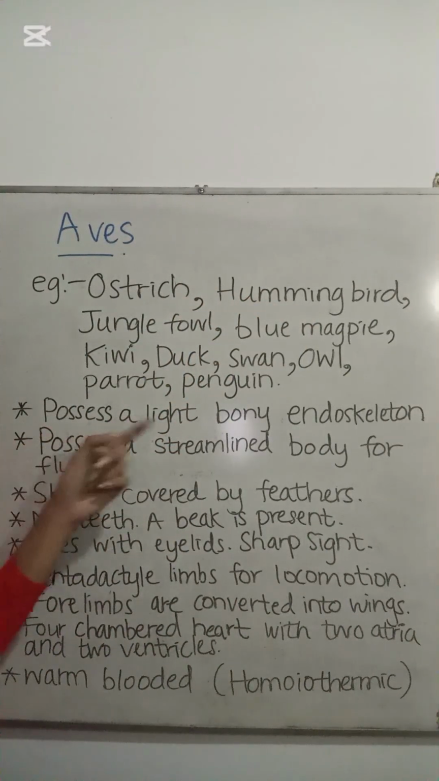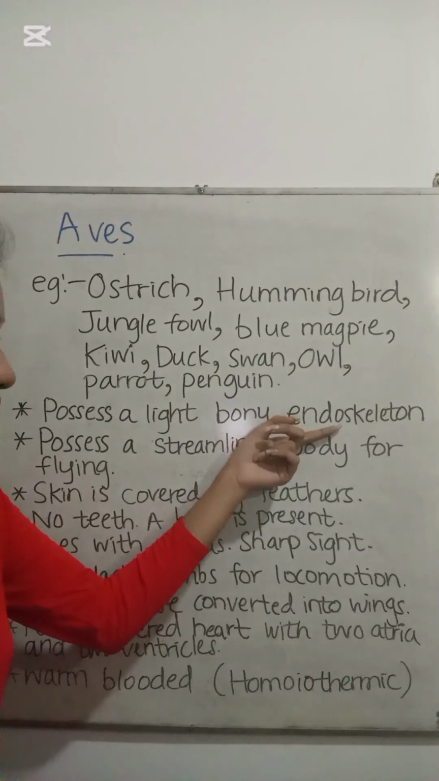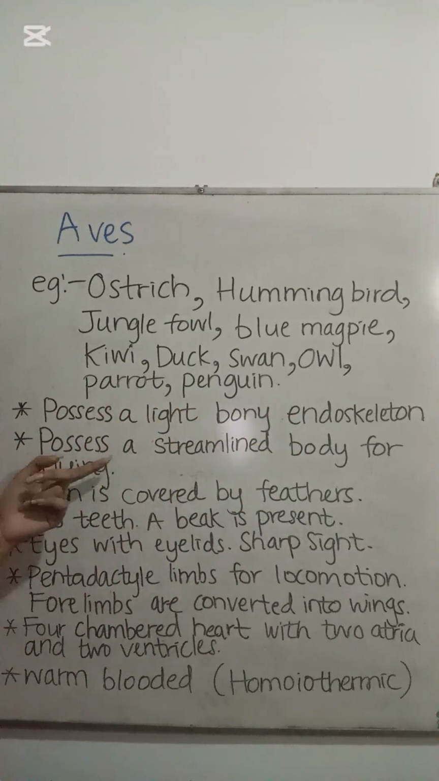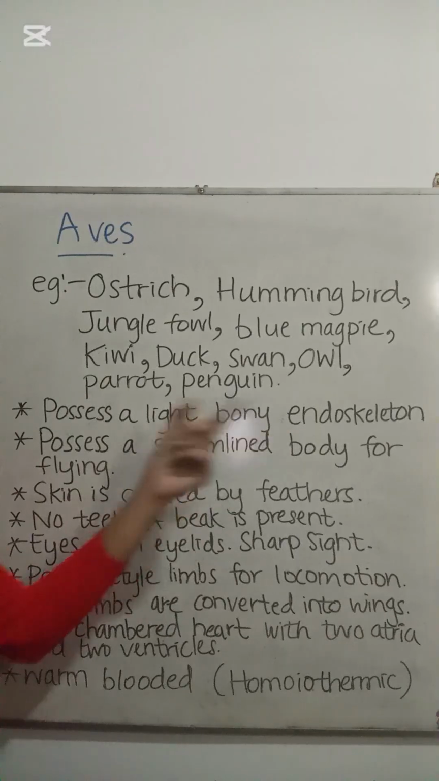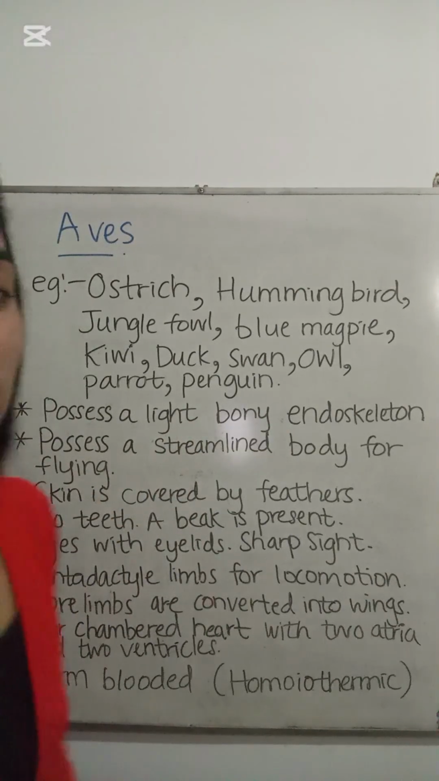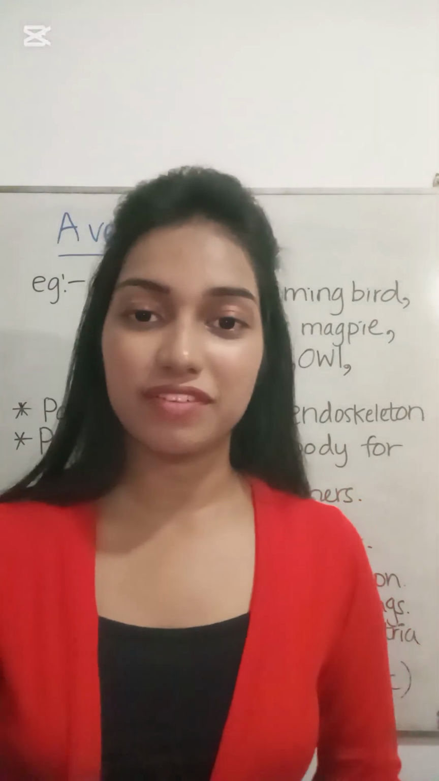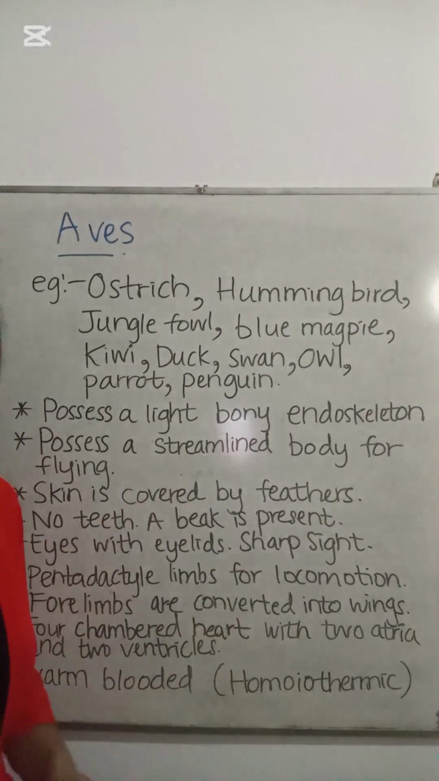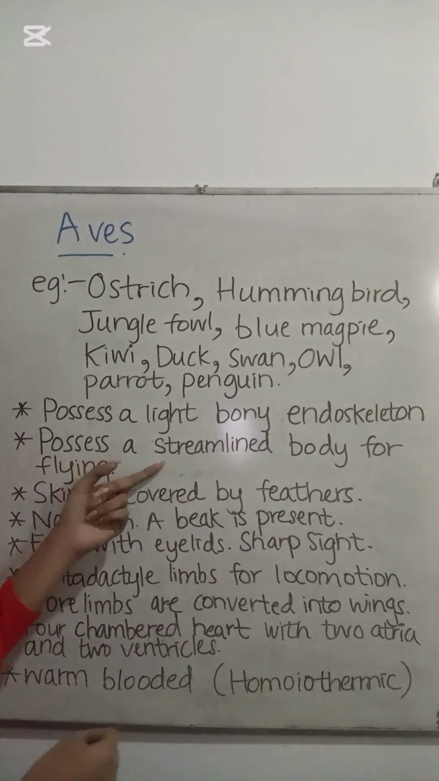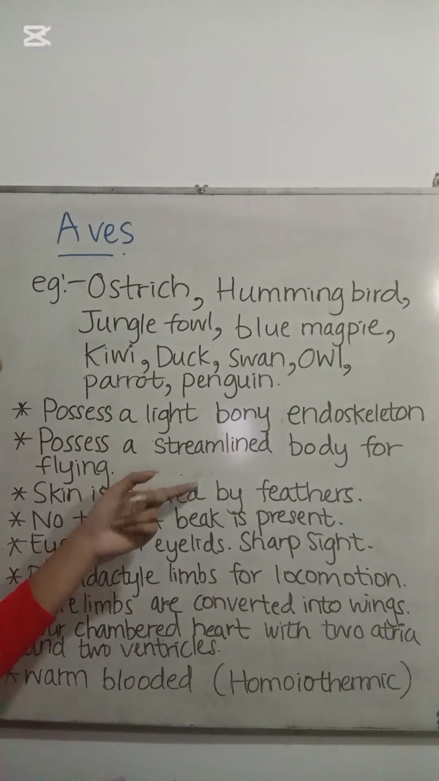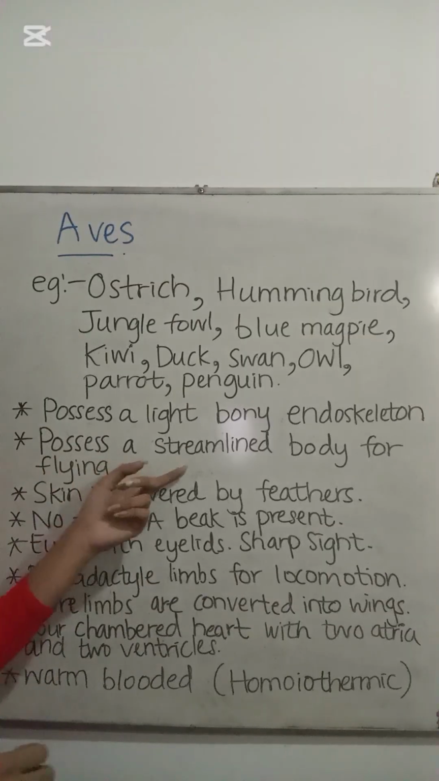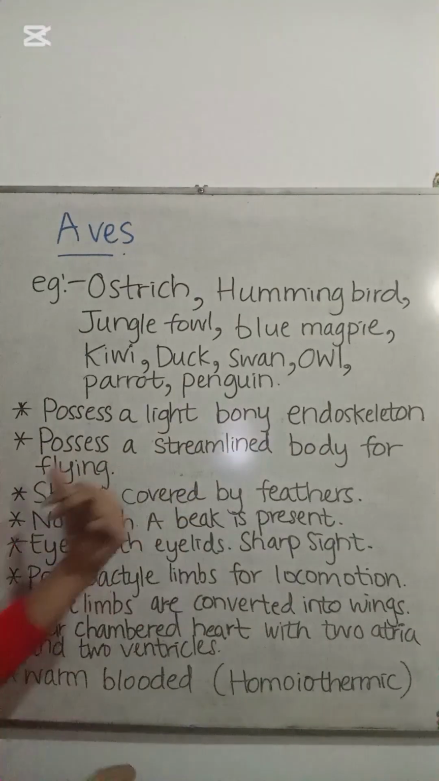They possess a light bony endoskeleton. Their skeleton is light and consists of bones. They possess a streamlined body for flying. Can you remember who had a streamlined body previously? A streamlined body was present in fishes as well. That streamlined body was present for them for swimming. But aves also have a streamlined body, and that is for flying.